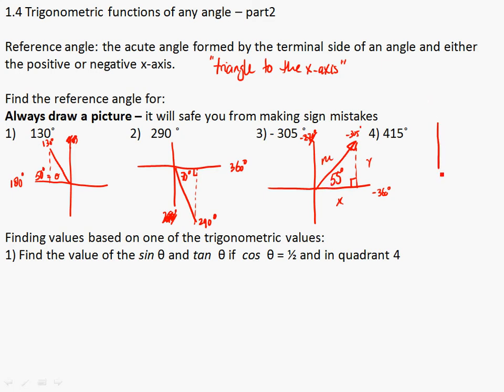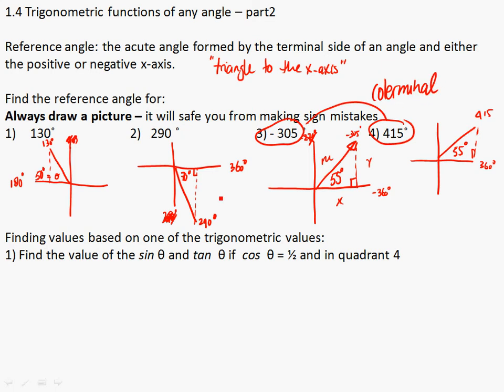All right, last one, 415 degrees. Same spot, right? Because it's 360, and then how much past 360 is 415? 55. So those two are coterminal, right? So that means they would have the same sines, cosines, and tangents, and reciprocals.